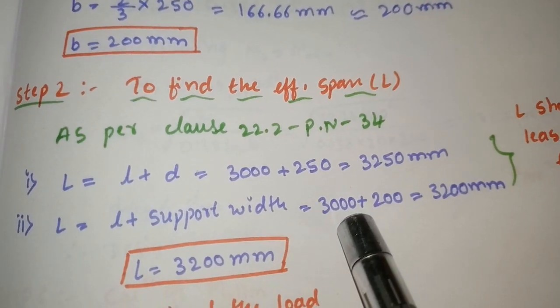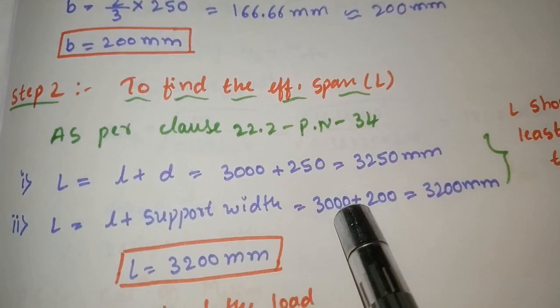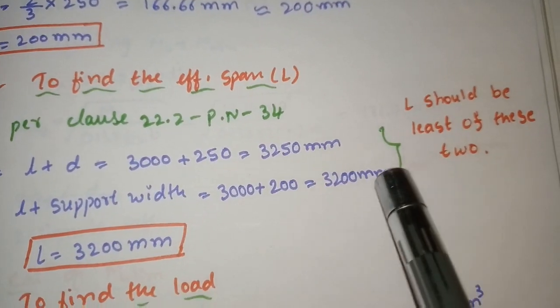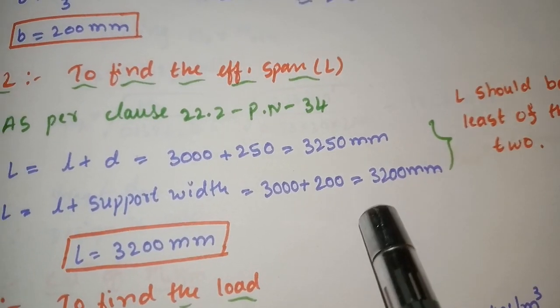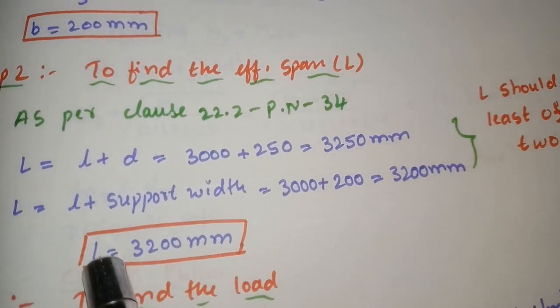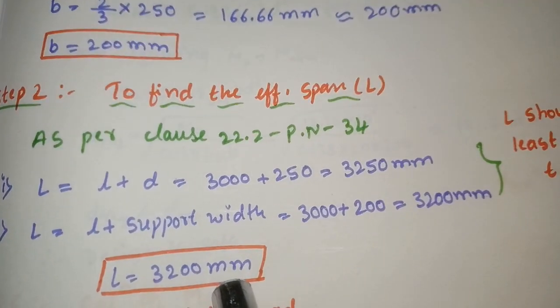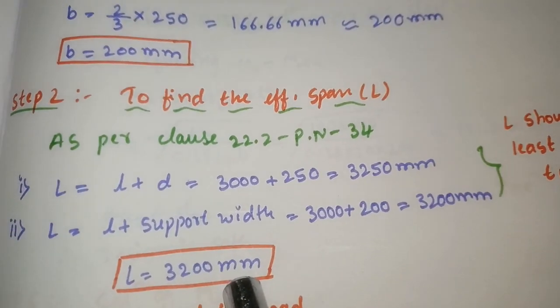So they also mentioned our L value should be the least of these two. So which is least? 3200 mm is least. So I am taking the L value as 3200 mm. So this is how we calculate the effective span.